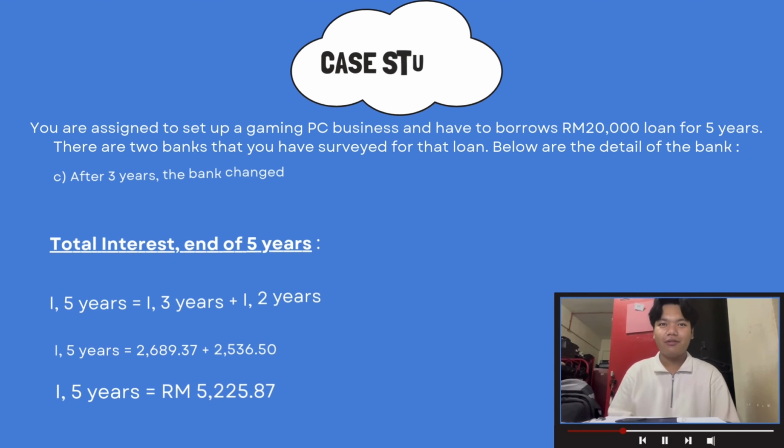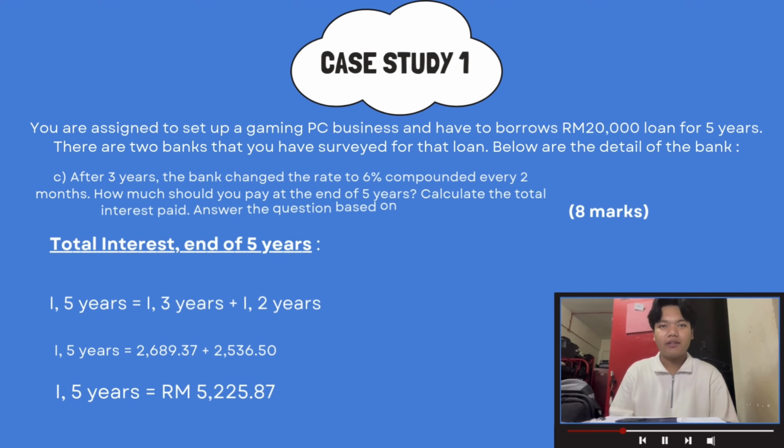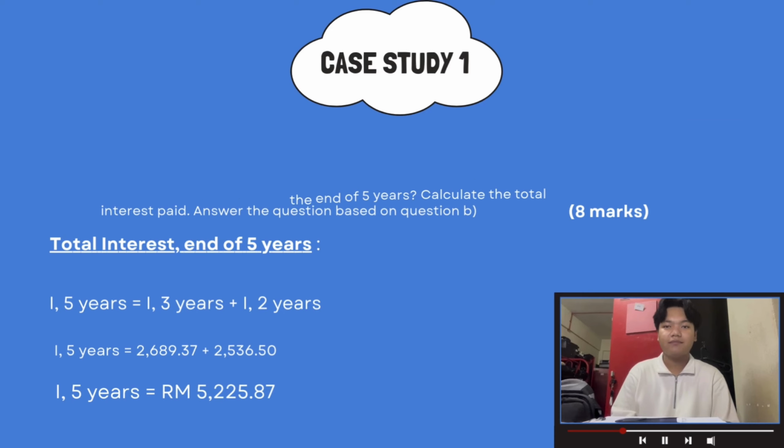So now we're going to calculate the total interest at the end of 5 years. We need to add the first 3 years' total interest and the last 2 years' total interest. So total interest for 5 years equals 2,689.37 plus 2,536.50, and we will get the answer 5,225.87.